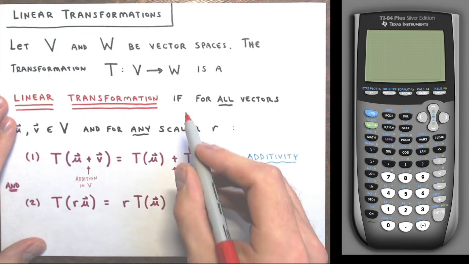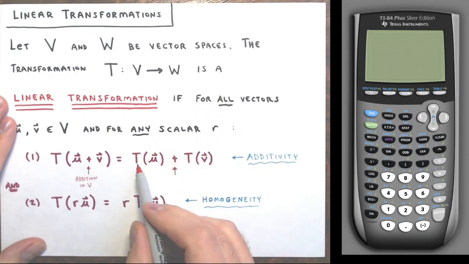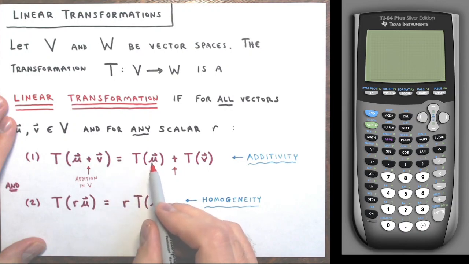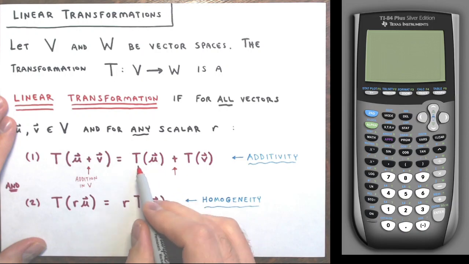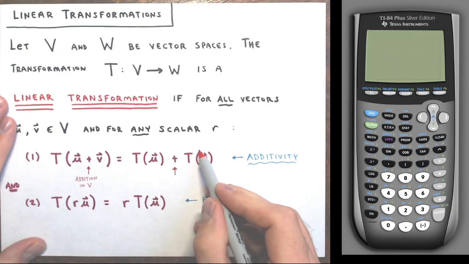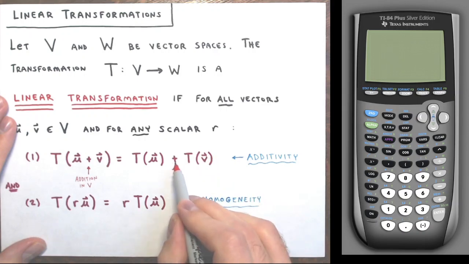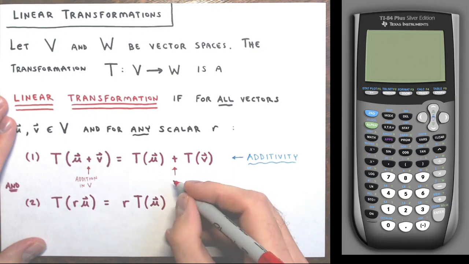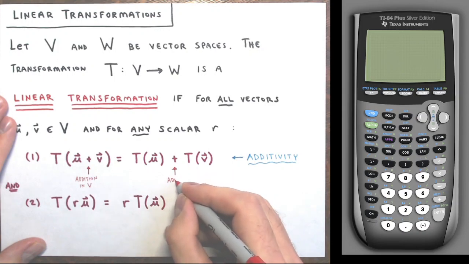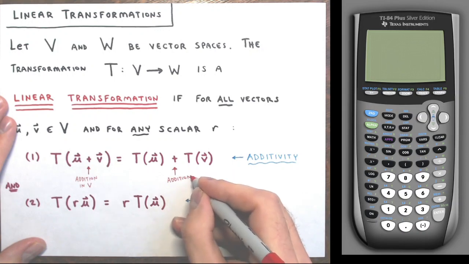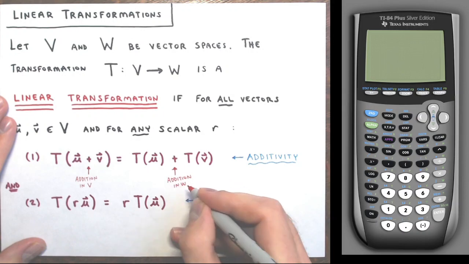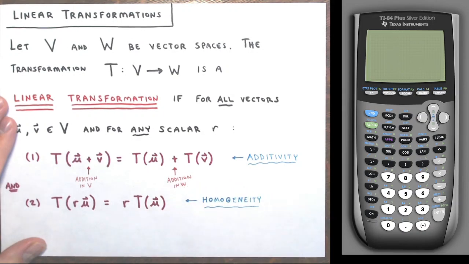is in the codomain. When I apply a transformation to a vector, the result is a vector in the codomain. So this T of u is a vector in W, and so is this T of v. So when I perform addition on this side, this is addition in W, addition in the codomain, however addition is defined for that vector space.